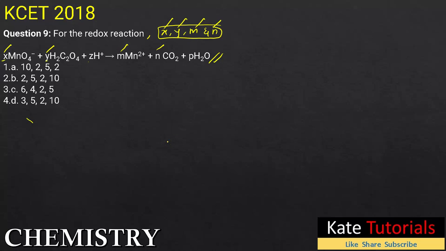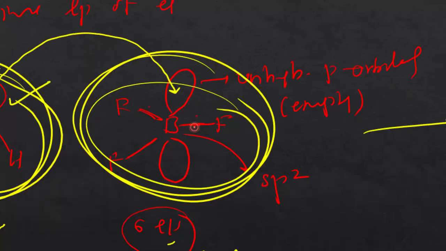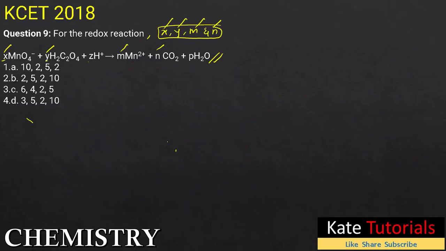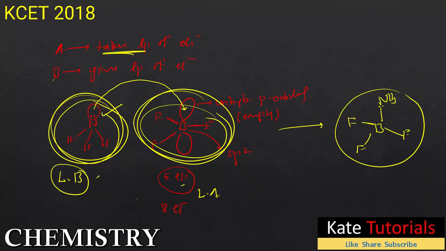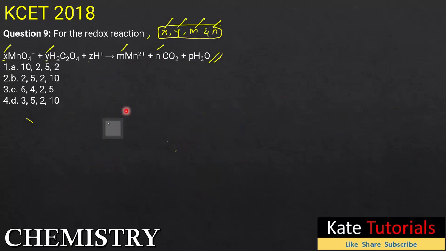So it can be done only by balancing, we know that. Let me write the reaction. The reaction is given here only. So this is the given reaction. We just have to find X, Y, M and N. Before doing that, let me write it like this. I have MnO4 minus, and it is converting to Mn2 plus.